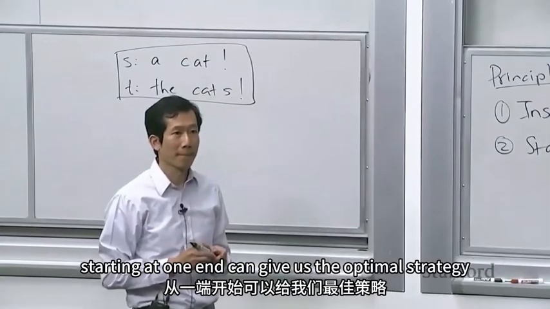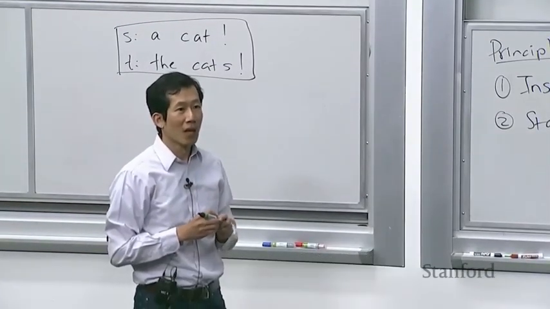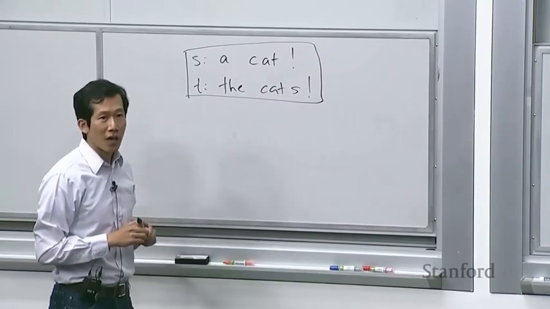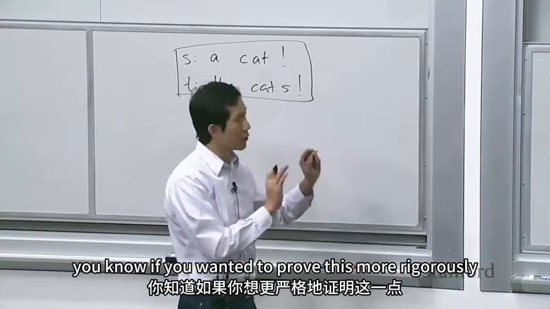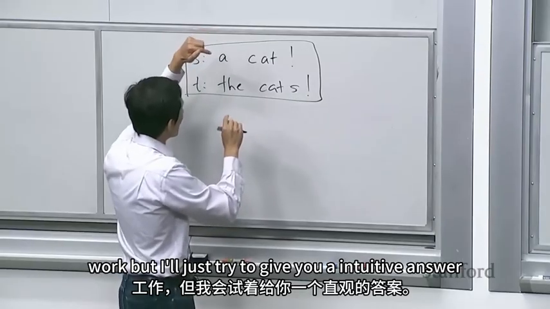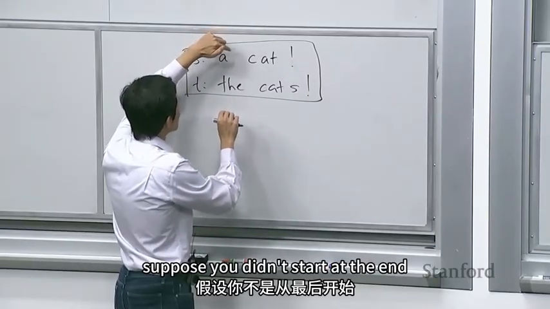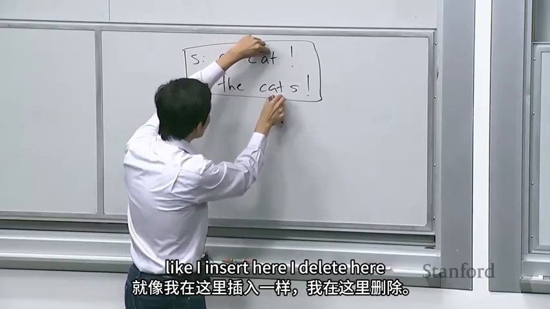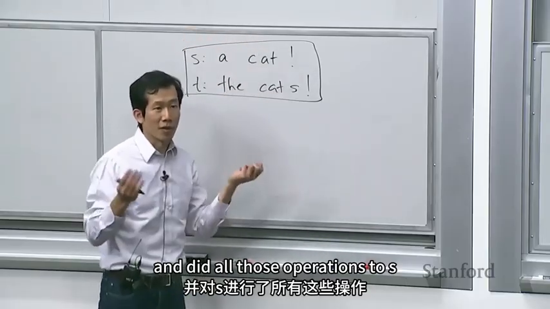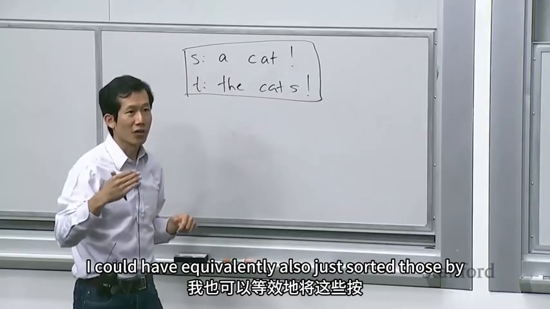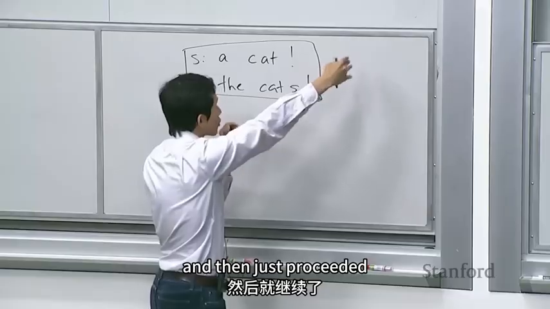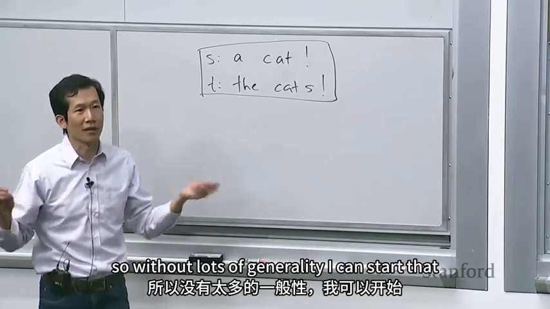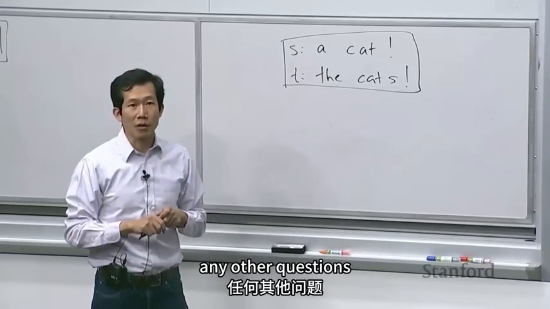Yeah? How do we know starting at one end can give us the optimal strategy? Yeah, the question is, how do we know that starting at one end can give you the optimal strategy? So, if you wanted to prove this more rigorously, there's some work, but I'll just try to give you an intuitive answer. Suppose you didn't start at the end, and you just made a sequence of steps, like I insert here, I delete here, and then I went over here, and did all those operations to S. I could have equivalently also just sorted those by where it was happening, and then just proceeded from one end to the other, and I would arrive at the exact same answer. So without loss of generality, I can start that. Any other questions?